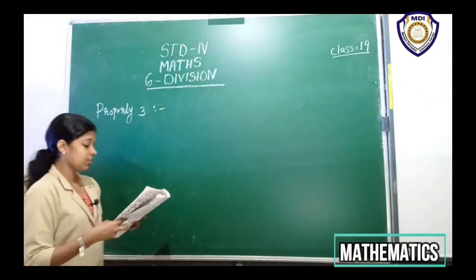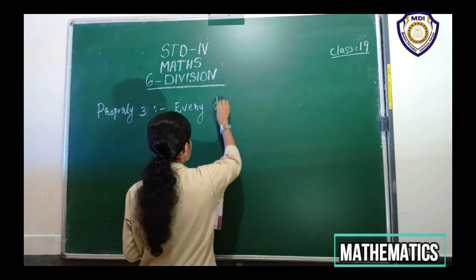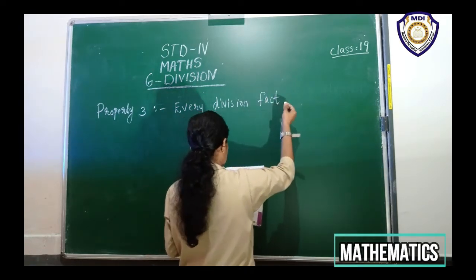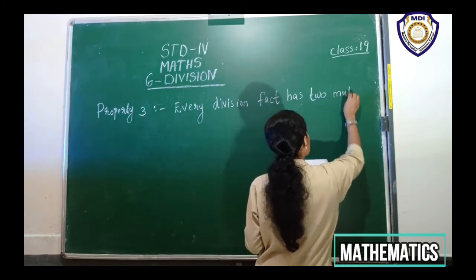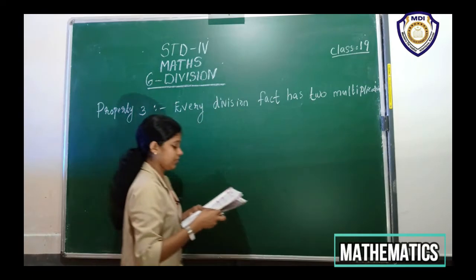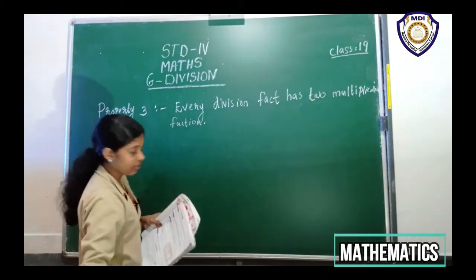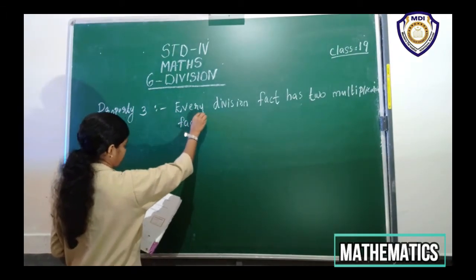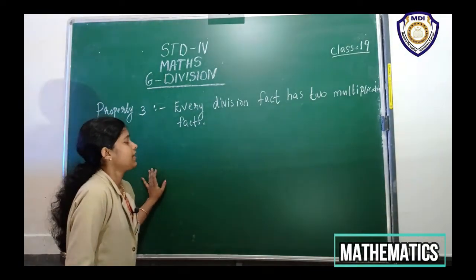What is property 3? Every division fact has 2 multiplication facts.